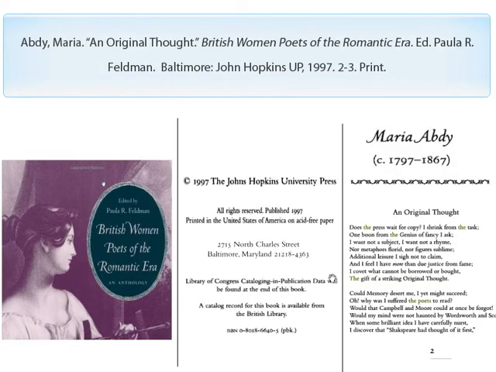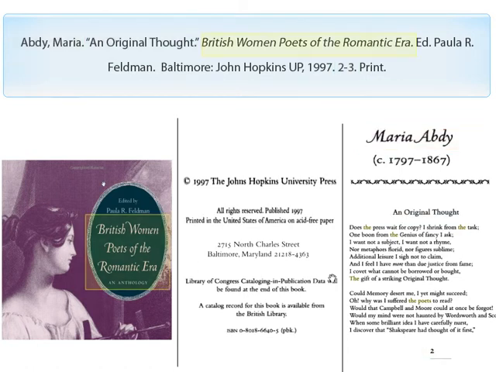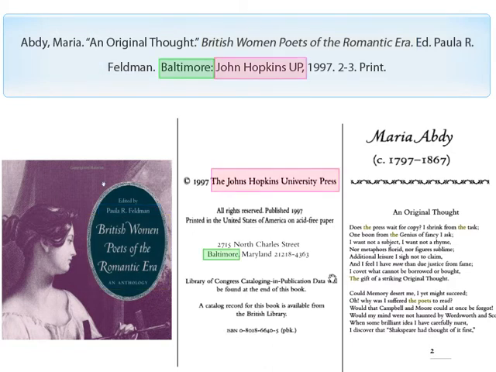In this example, notice where the citation information came from. The author, poem title, and page numbers can be found within the book. The title of the collection and editor can be found on the front cover, and the city of publication, publisher, and year of publication can be found within the first few inside pages.